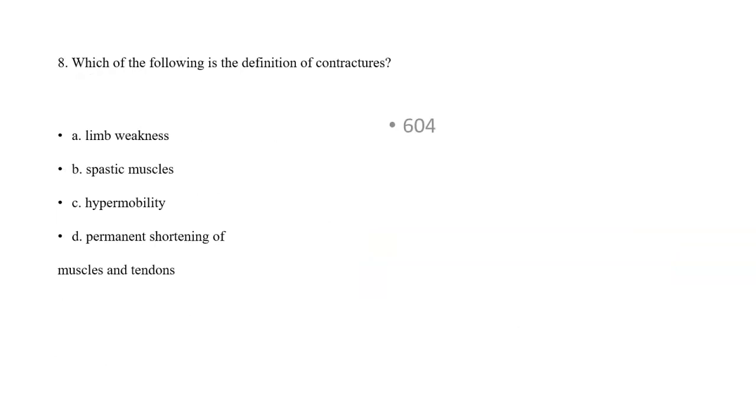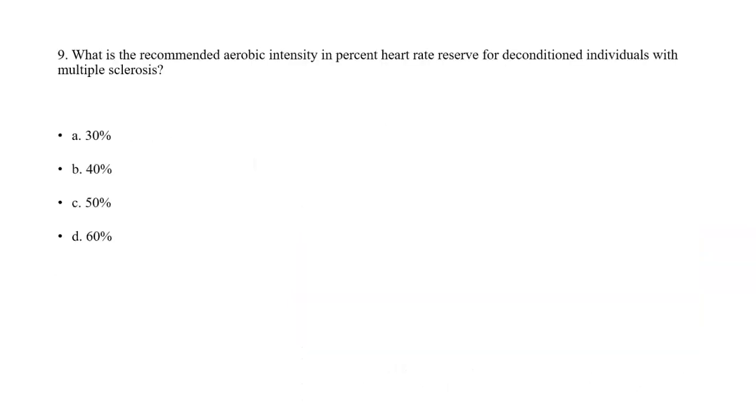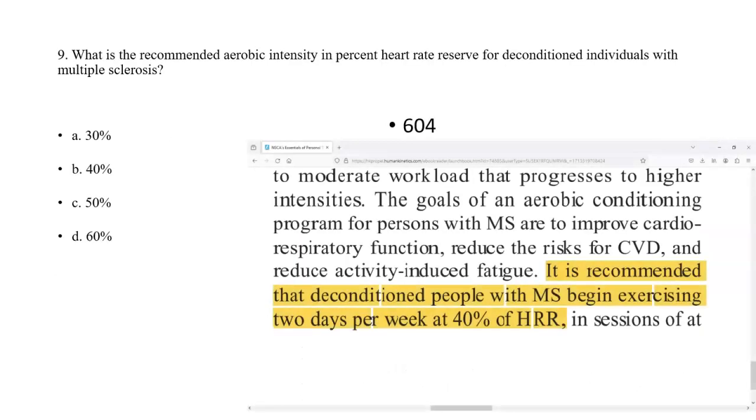Contractures. This was pretty straightforward as well. Contractures, shortening of the muscle tendons, got it. 9. This was also pretty straightforward.